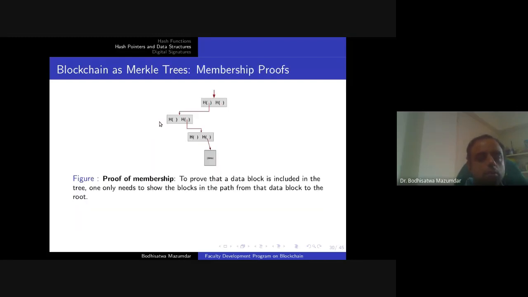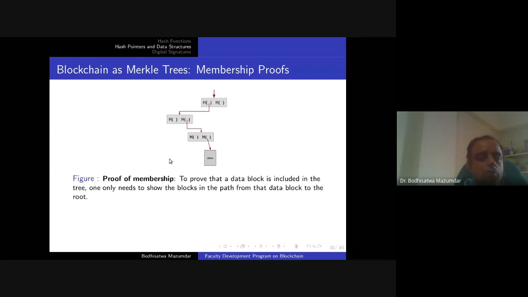To identify whether a data record indeed exists in a blockchain or not is called the proof of membership. That means whether a data is in the blockchain or not. To prove whether a data block exists in a record, you need to perform order of log n searches. So these are the log n.